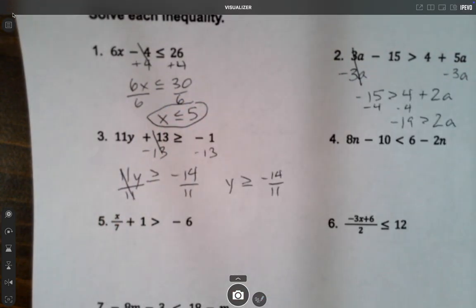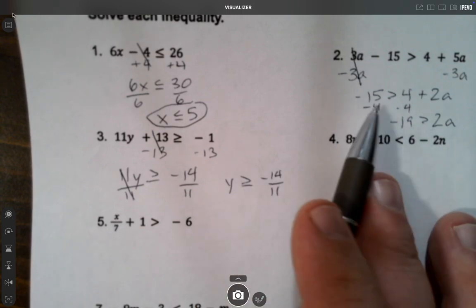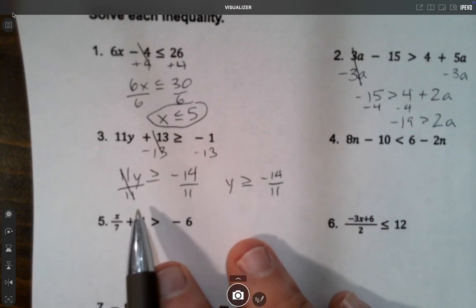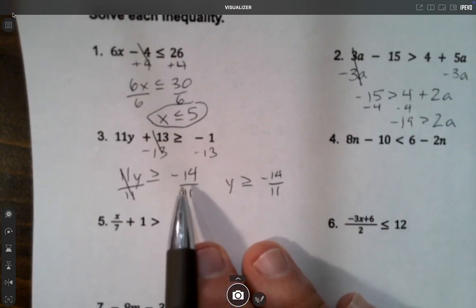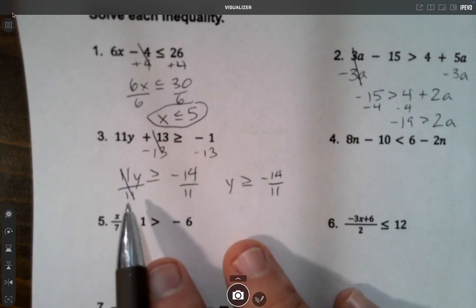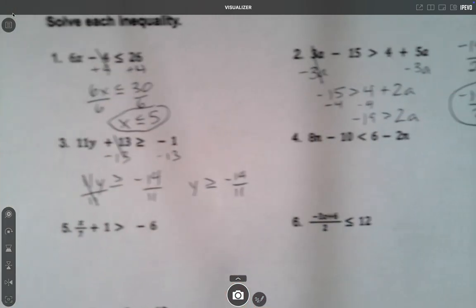Now just a reminder, we don't have to flip the inequality on this one or on number 2. There were negatives on the other side of the inequality, but we weren't dividing by a negative number. We were dividing both sides by positive 11. So it doesn't matter if this number is positive or negative. It matters if what you're dividing or multiplying by on both sides is negative.